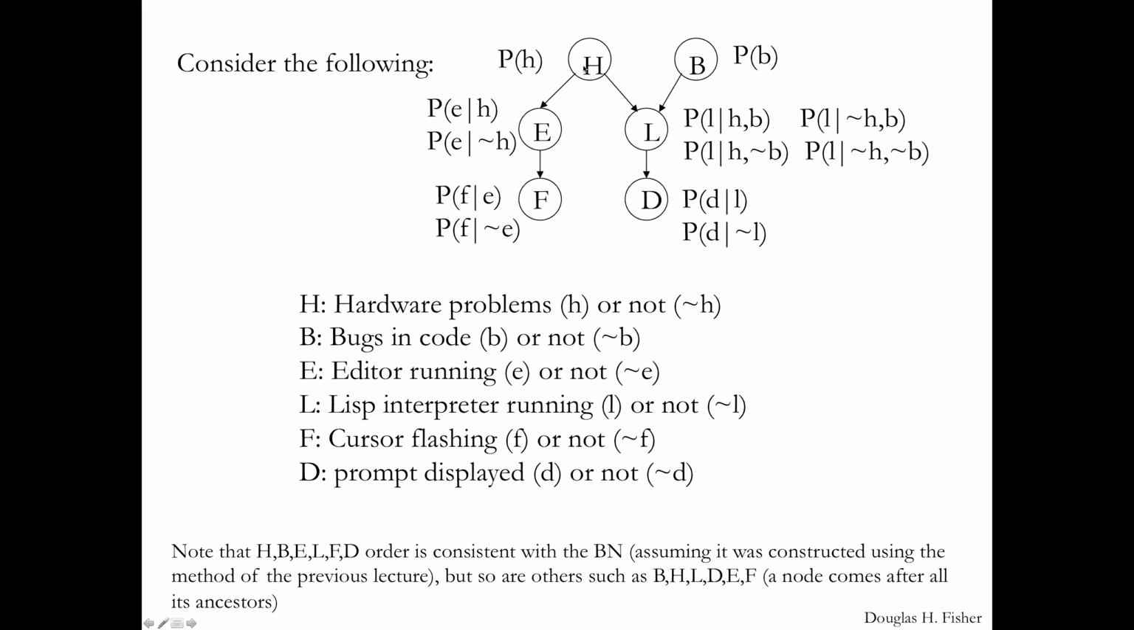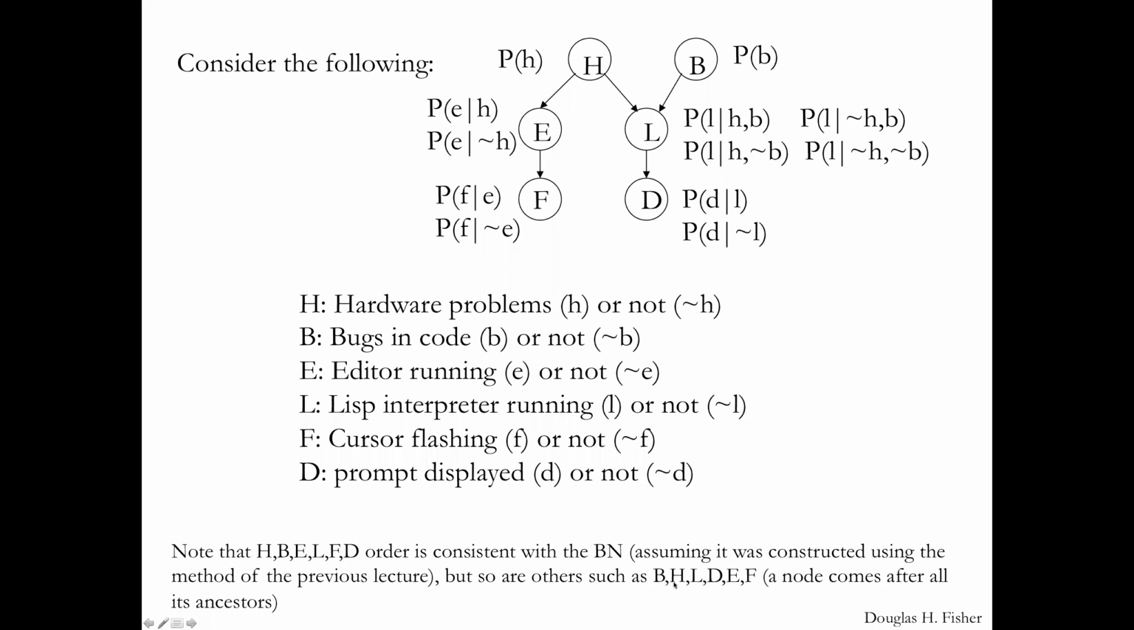B is independent of H. L is independent of, in this case, E and F, conditioned on its parents, H and B. This network would have had to follow from a particular ordering, but it could have followed from any one of several orderings. For example, down here, it could have followed from a construction ordering that we've talked about previously of H, B, E, L, F, D.